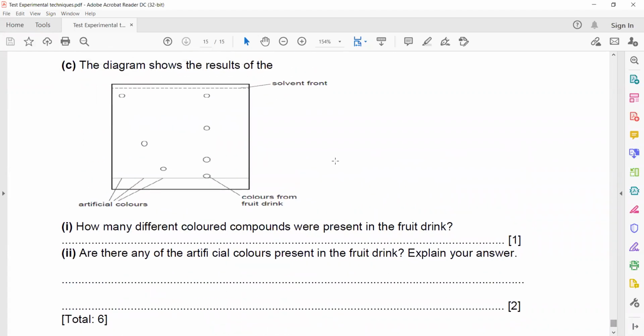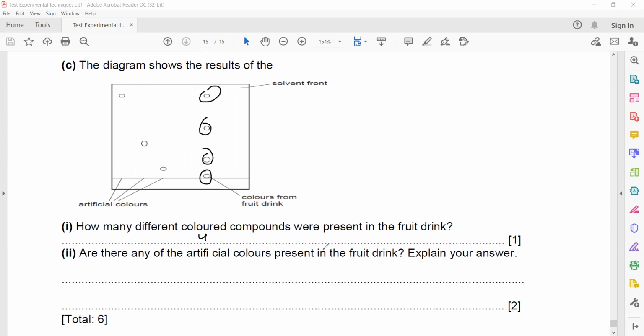The diagram shows the results. So these are the results. How many different colored compounds are present in the fruit drink? How many different colored compounds are there? 1, 2, 3, 4. The number of spots shows the number of compounds, because 4 spots are there. So it has 4 different compounds.